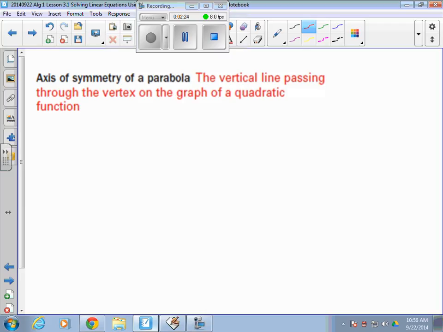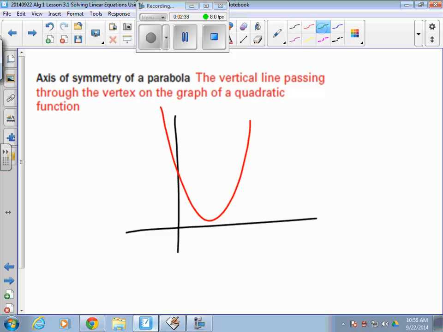The axis of symmetry of a parabola is the vertical line passing through the vertex. In a few minutes, we'll talk about each of the steps of this. But when you graph this, if you have a parabola going this way, the axis of symmetry is where that vertex is. All it is is a vertical line that goes through that vertex and goes all the way. It creates symmetry on both sides, or a mirror image on both sides.